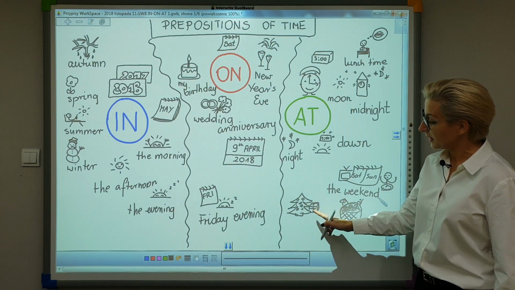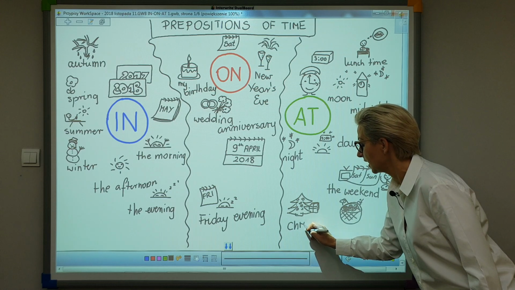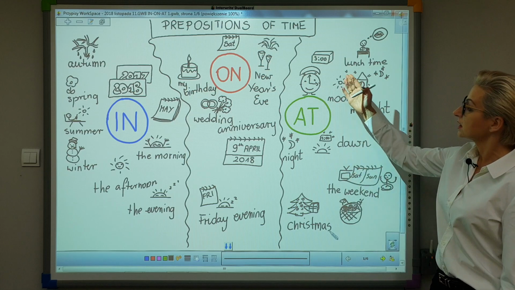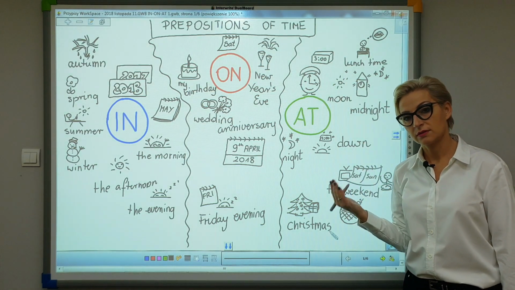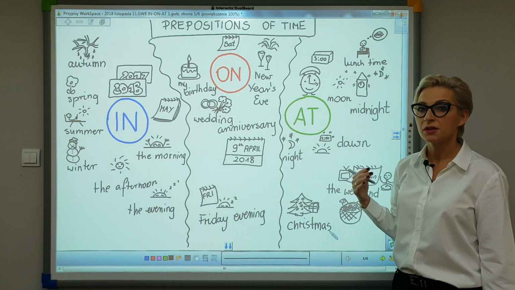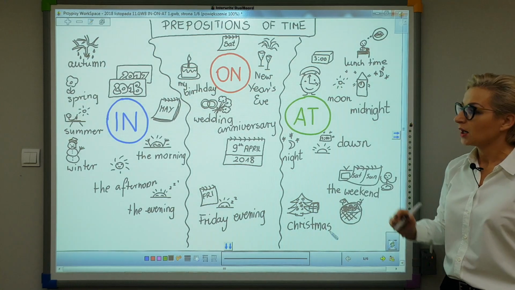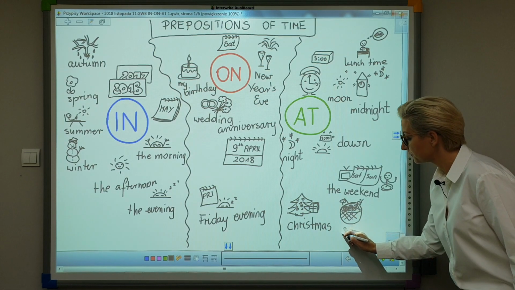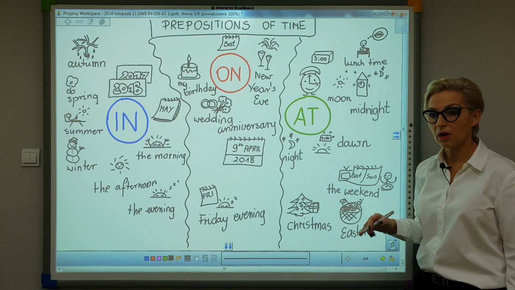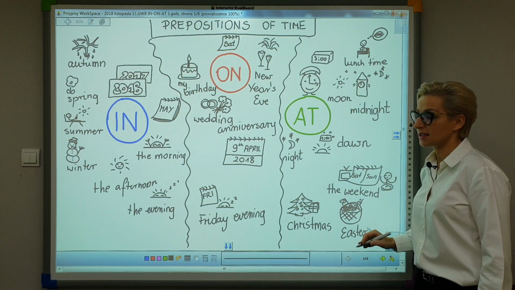And now, something that we love. It's Christmas. We say at Christmas because it's special time. It's time of gifts. It's time of family gatherings. Really important time for us at Christmas. We also have something like Easter. And it's also time of family gatherings. That's why we say at Easter.